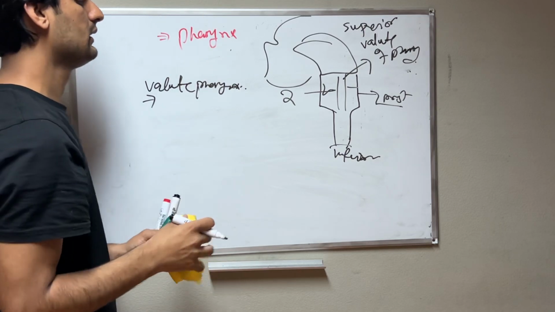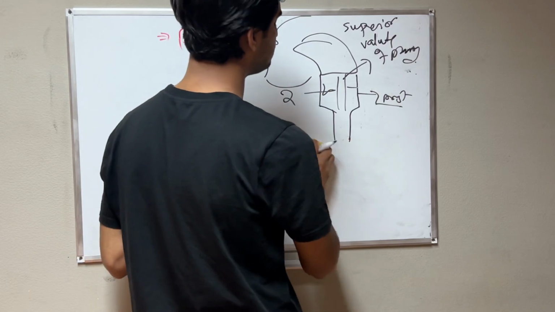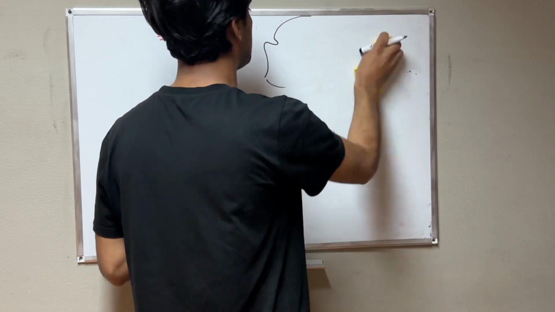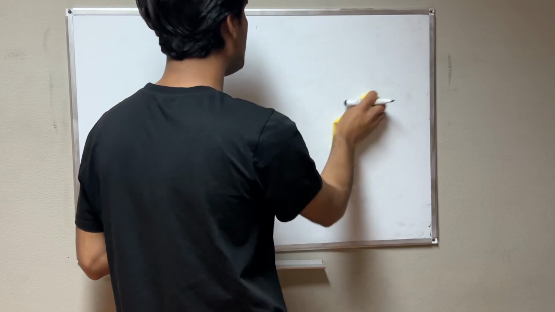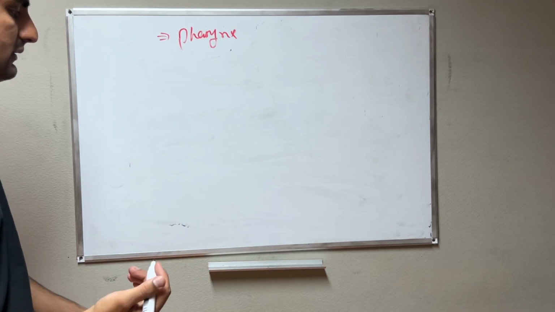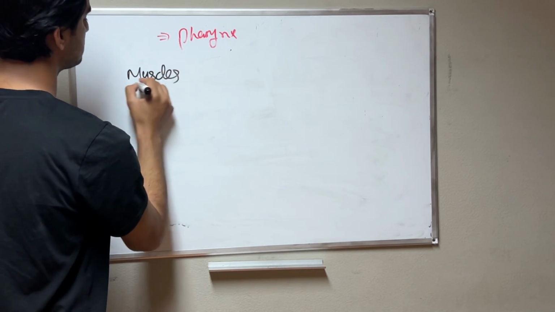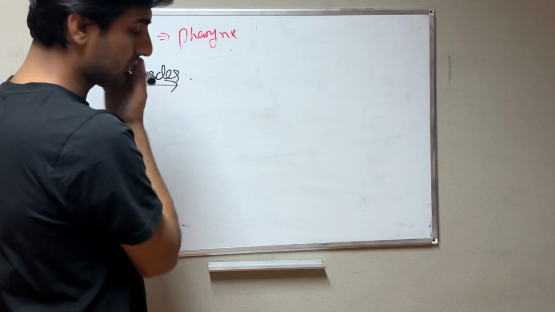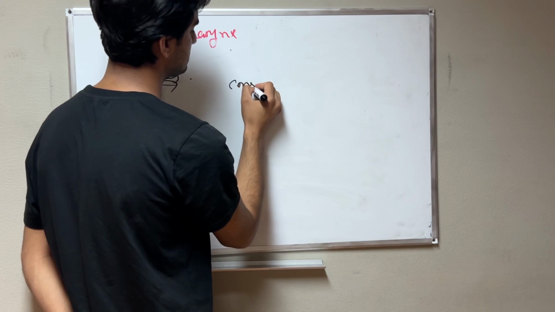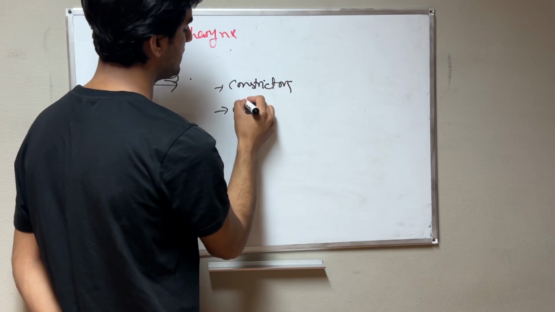Okay, next, in the pharynx we have muscles. We have constrictor muscles and elevator muscles. Muscles of the pharynx: we have constrictor muscles and elevator muscles.